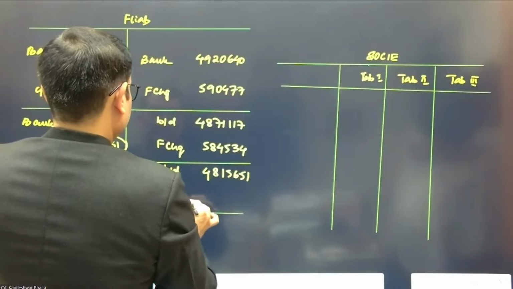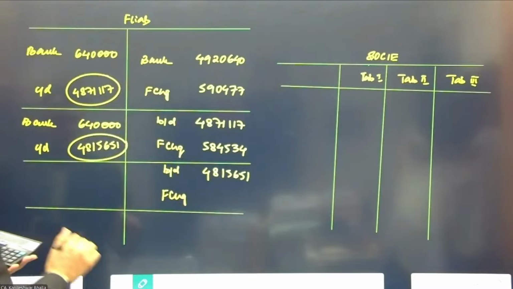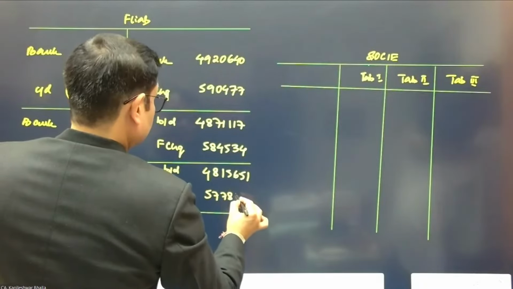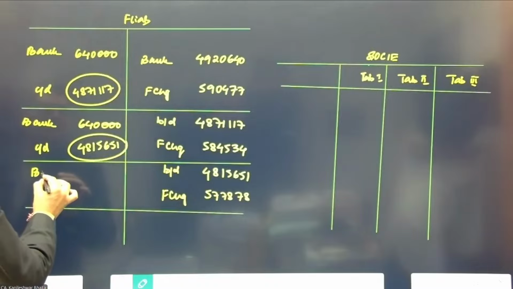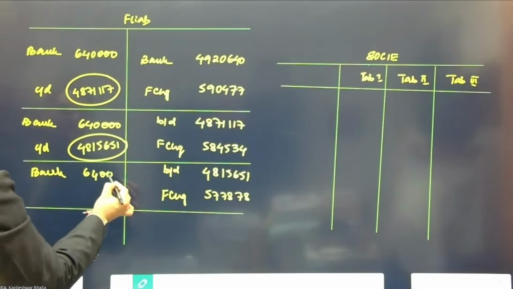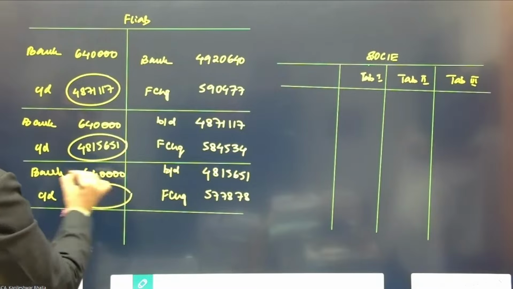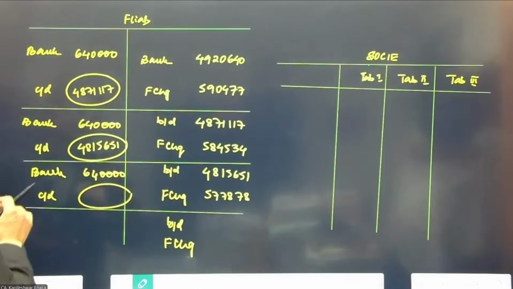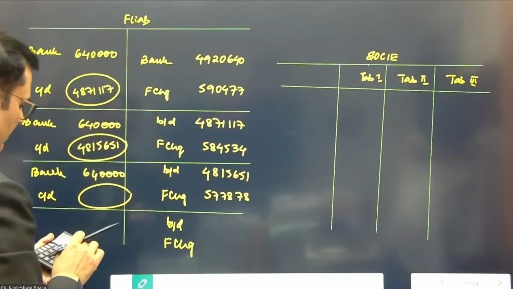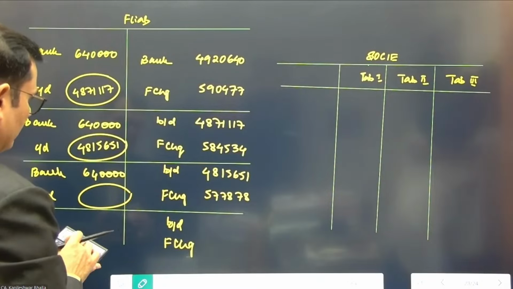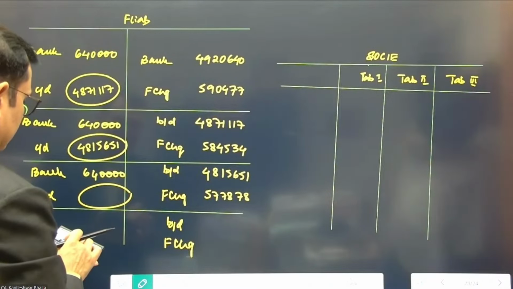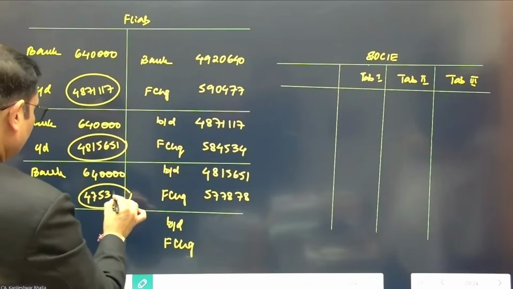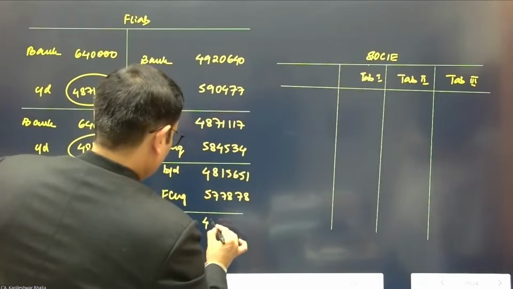4815,651. We again take the finance charge at the rate of 12%, 5778, and this is 78. Then again we make the payment of 640, get the balance c/d as a balancing figure, and again we take the finance charge. Last year I will take the finance charge as a balancing figure to close my ledger. So 4815,651, 577878, and this comes to I think 4753,529.